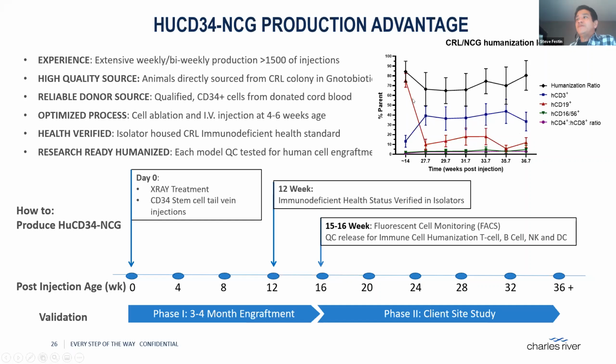This is very typical of what we see. And as I said, we do these bleeds weekly, bi-weekly, and we follow them continuously, really looking for that highly stringent quality control at just about 14 to 16 weeks. And then once the isolator has passed the health assessment, those animals are released for sale.